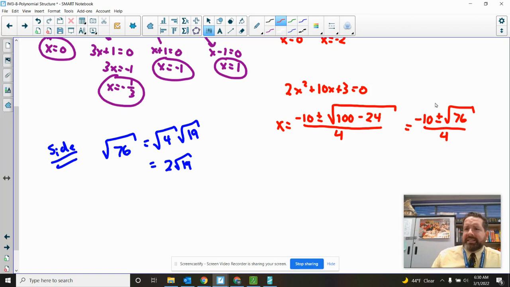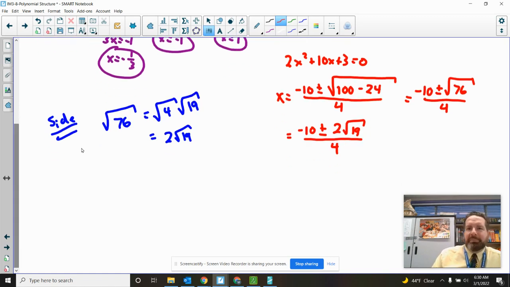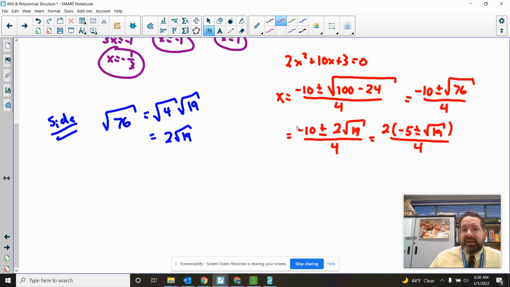So with that in mind, let's head back over here. I'm going to leave the negative 10 alone, but I'm going to write square root of 76 as 2 square roots of 19. Now take a look at what's happening up here on the top. The 10 is even, and the 2 is even. So to simplify this, to get the answer that's going to show up on your practice sheet, I can factor a 2 out of everything. So all I did was look at the GCF of the 10 and the 2, which is 2, and then divide it out of those 2 terms.